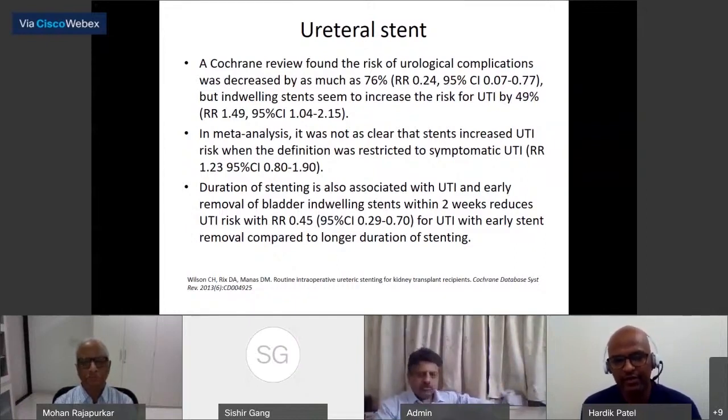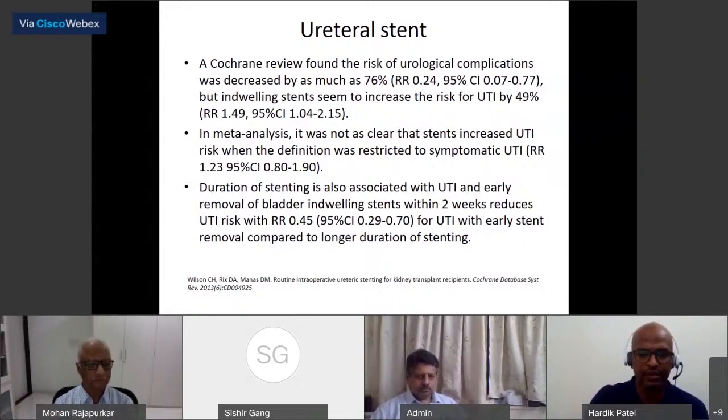Again, duration of stenting is also important. Any stent kept beyond 2 weeks increases the risk of urinary tract infection. So whenever the stents are there, there should be a balance between the risk of urological complications versus infection.